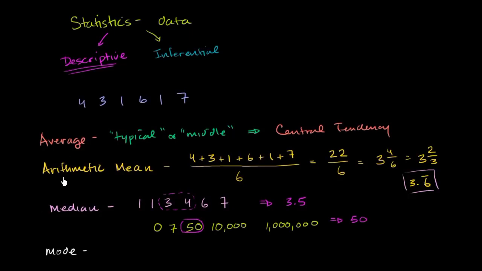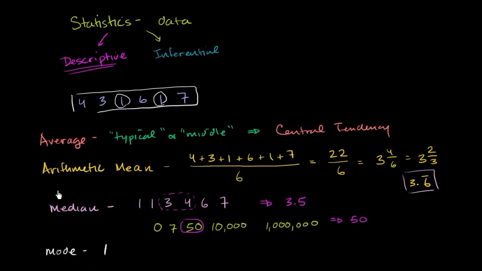Given that definition of the mode, what is the single most common number in our original data set? Well, we only have one 4, one 3, one 6 and one 7, but we have two 1s. So the number that shows up the most number of times here is our 1. So the mode, the most common number here, is a 1.